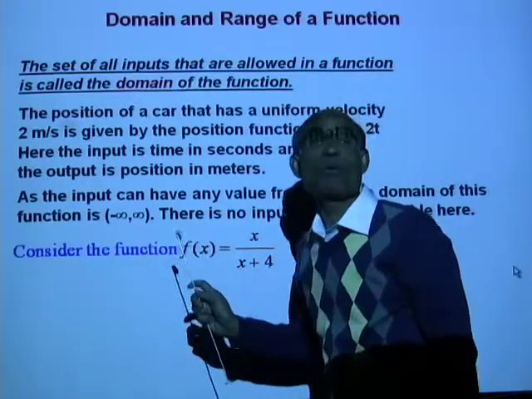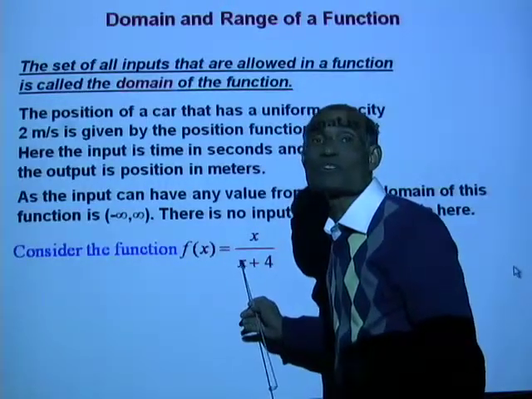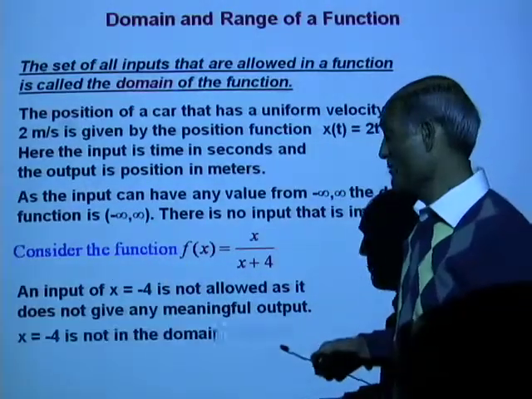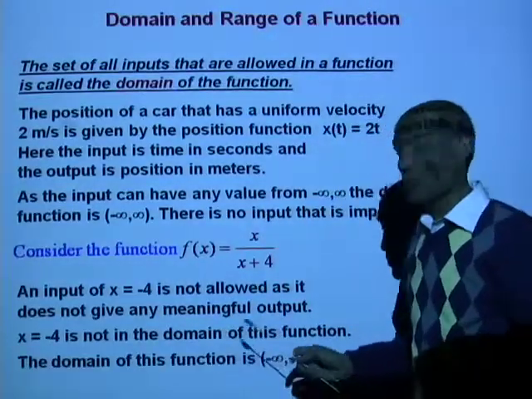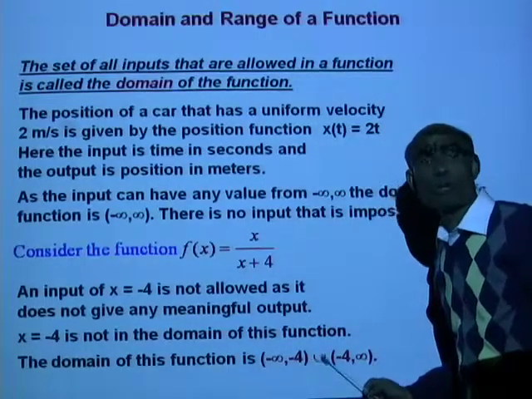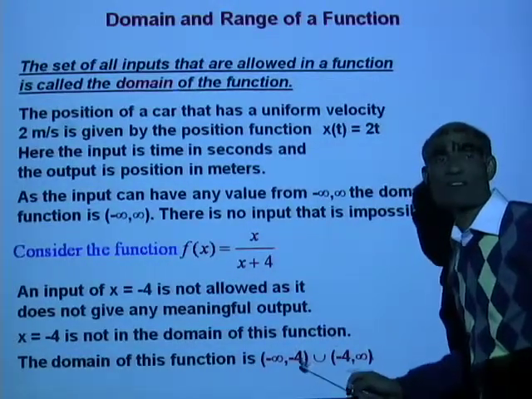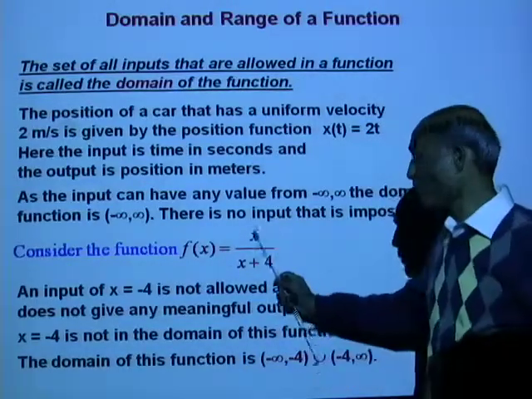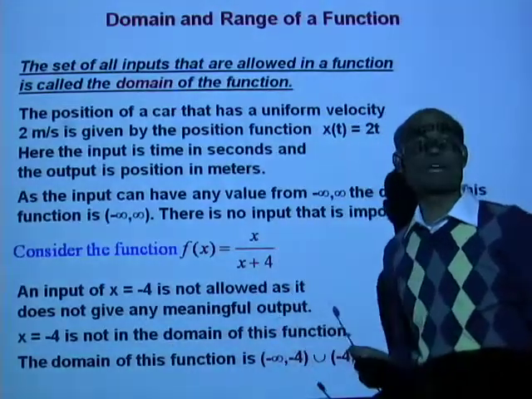X equal to -4 is not in the domain of this function. Why is it not in the domain of the function? Because it does not give you a meaningful output. Now therefore, we say x equal to -4 is not in the domain. Look at the way the domain is written: -∞ to -4, union -4 to infinity, and this parenthesis signifies that -4 is not included. All reals are possible input here except -4. -4 is not in the domain of this function.